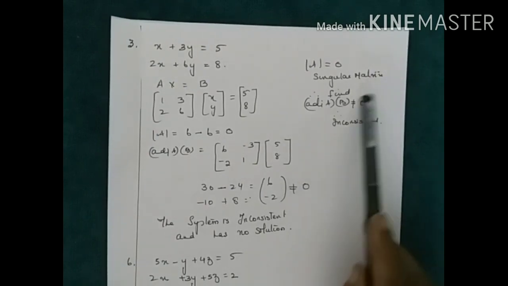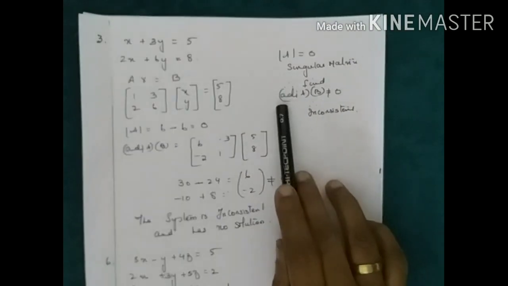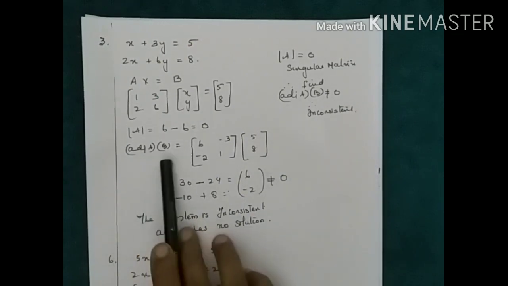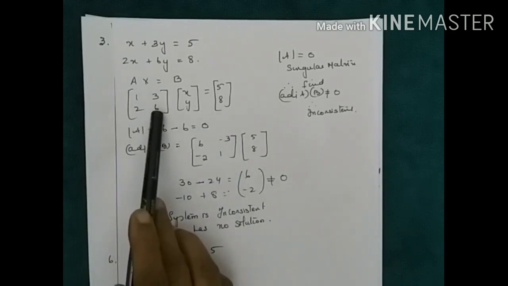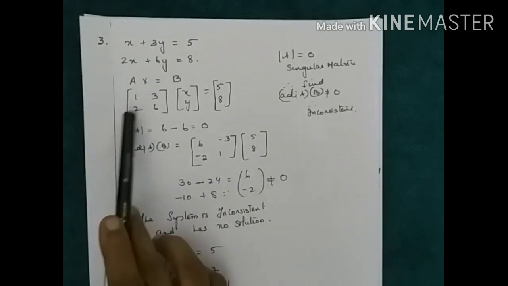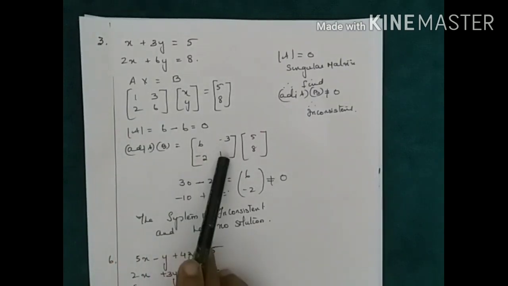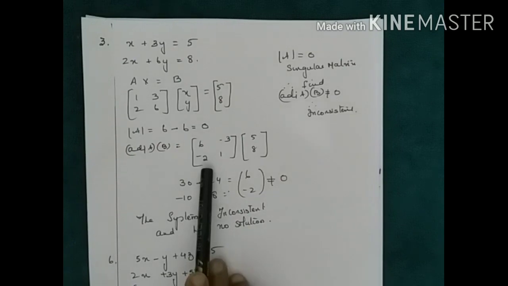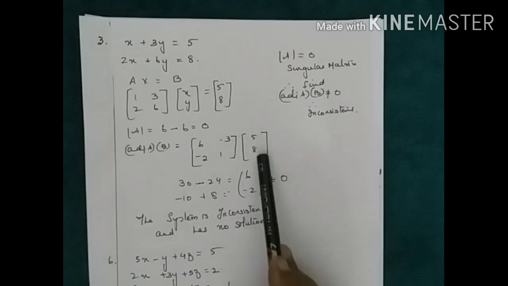So if it is a singular matrix, then we have to find adjoint of A into B. So first find adjoint of A into B. Adjoint of the matrix A, how do you find the adjoint of A? Just interchange these two numbers. So 1 and 6, if you interchange, it will become 6, 1. Change the sign of these two numbers. So plus 3 will become minus 3, plus 2 will become minus 2. Interchange, change the sign. Then matrix B is 5, 8.